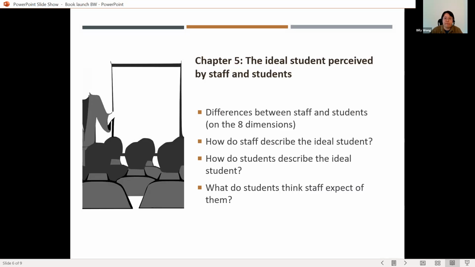Jumping on, in chapter 5, our focus was more on the similarities and differences between the views of staff and students. And we used both the questionnaire as well as the focus groups as our data to unpack their expectations of the ideal student. So we have a section on how staff describes the ideal student, how students themselves describe the ideal student, and also what students think staff expect of them.